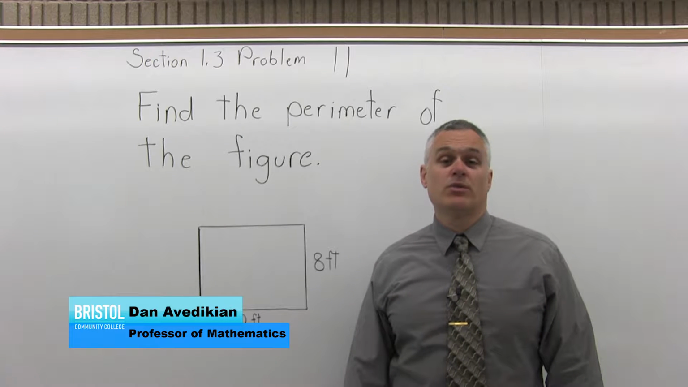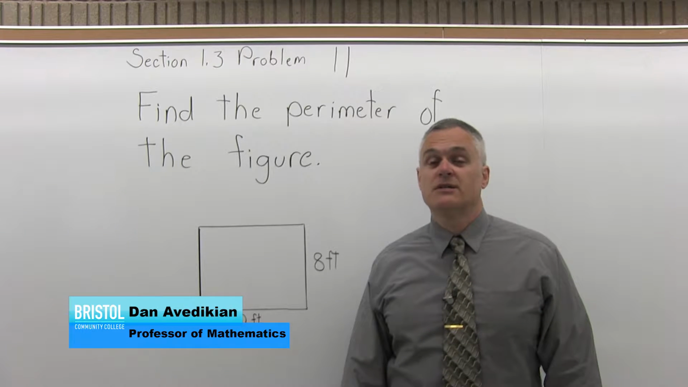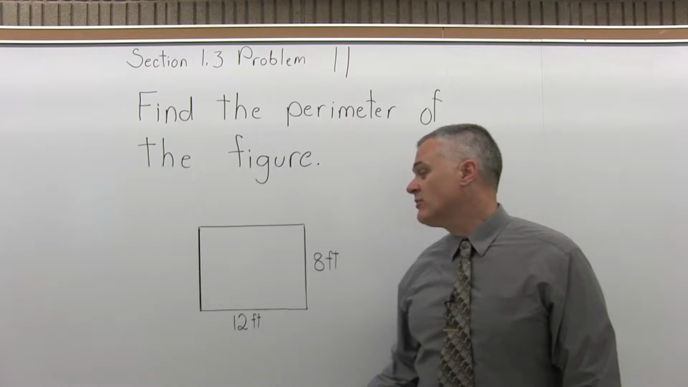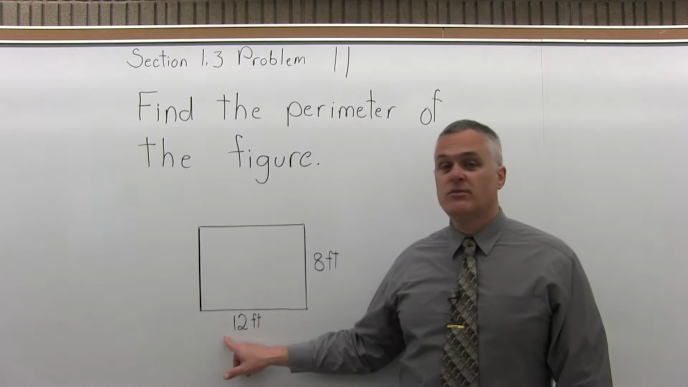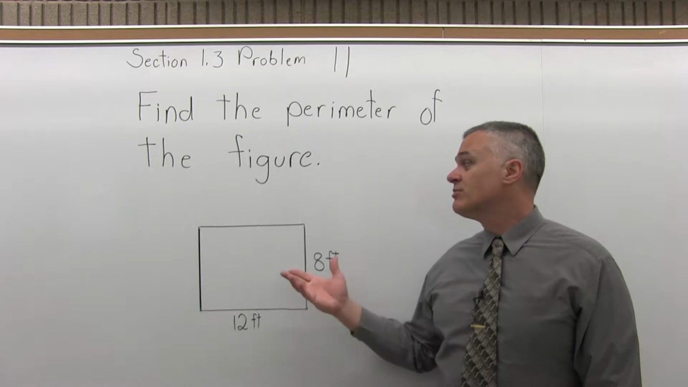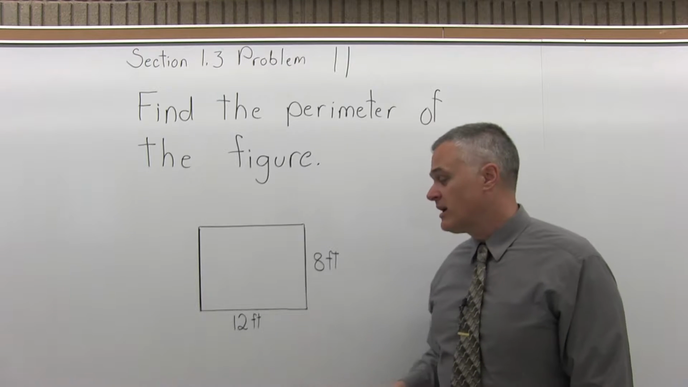This is Section 1.3, Problem 11. It says find the perimeter of the figure, and we have a rectangle that's 12 feet across the bottom and 8 feet on one side. So the perimeter is the distance all the way around.